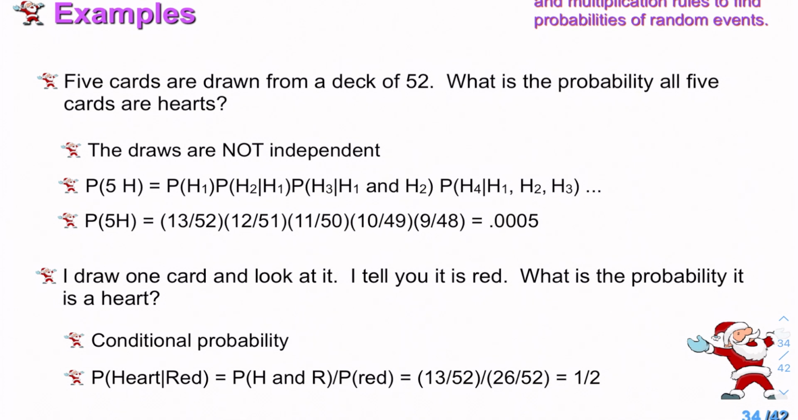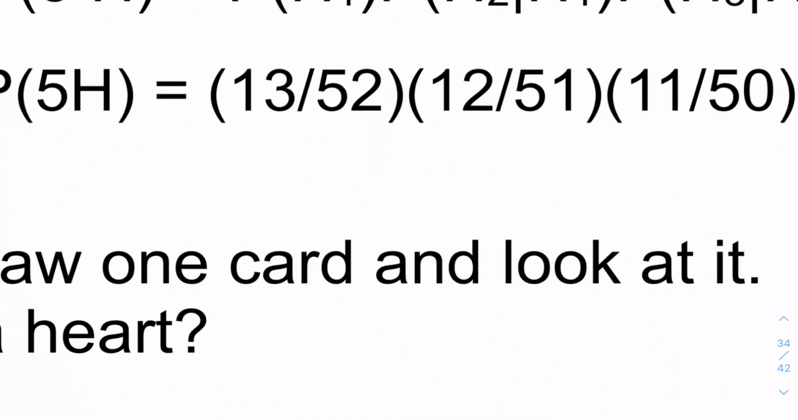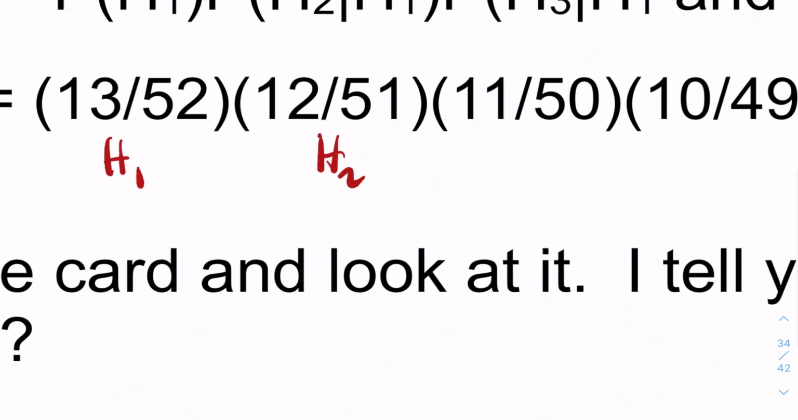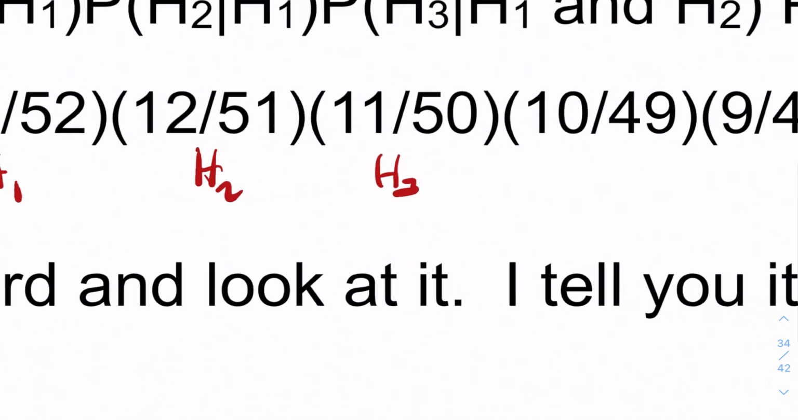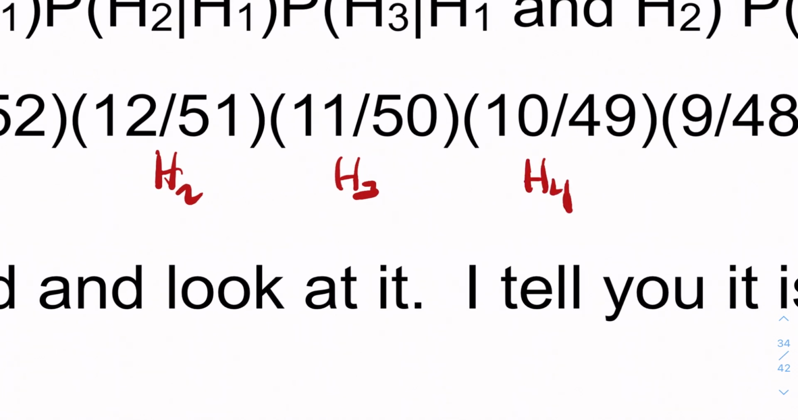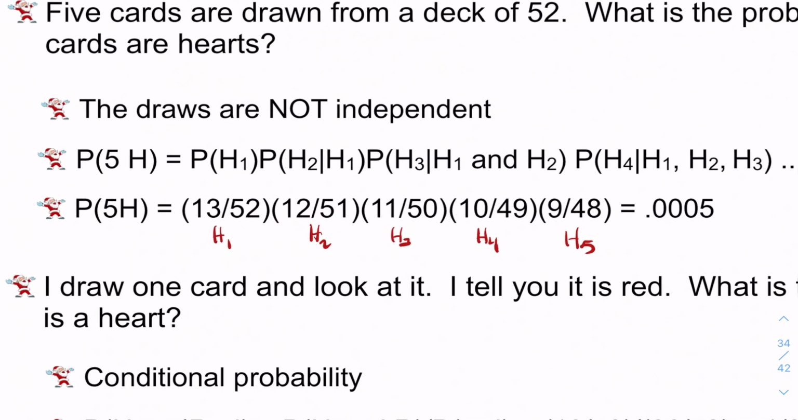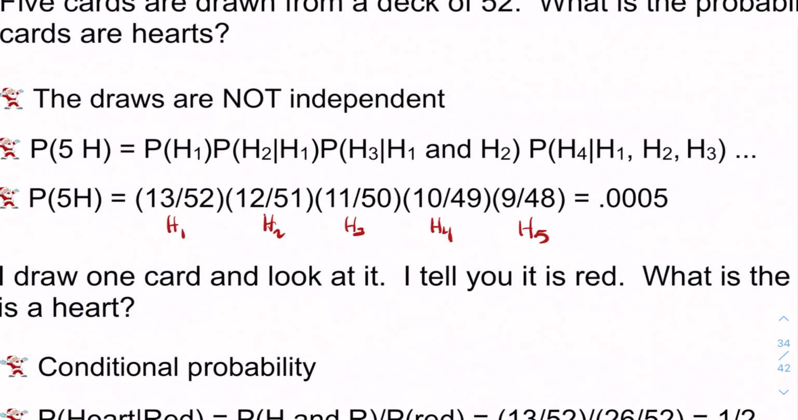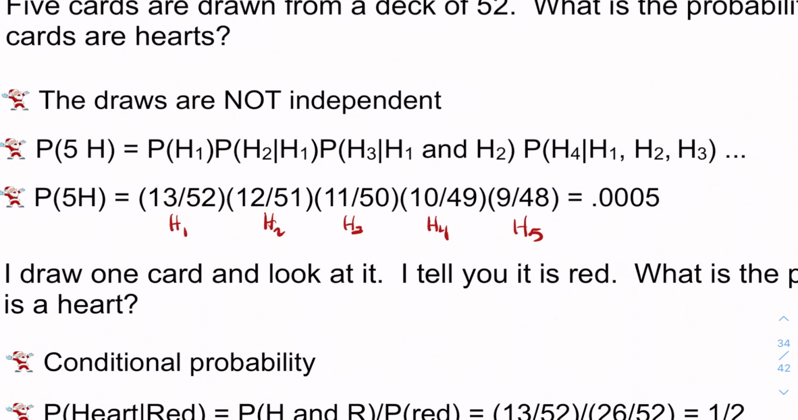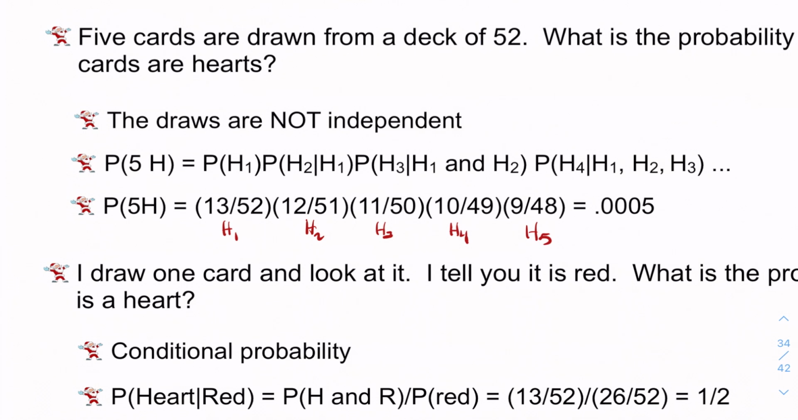And so what we do is we say 13 out of 52 for the first heart. Well, let's say we were successful. There's 12 left. And then there's 51 cards left over. So we reduce it down to get a second heart. And then a third heart, we reduce each of those down again. And then a fourth heart, we reduce it down again. And then a fifth heart, we reduce it down again. And then we take each of those fractions, multiply it all out, and get 0.0005, or 5/100th% chance of this happening.